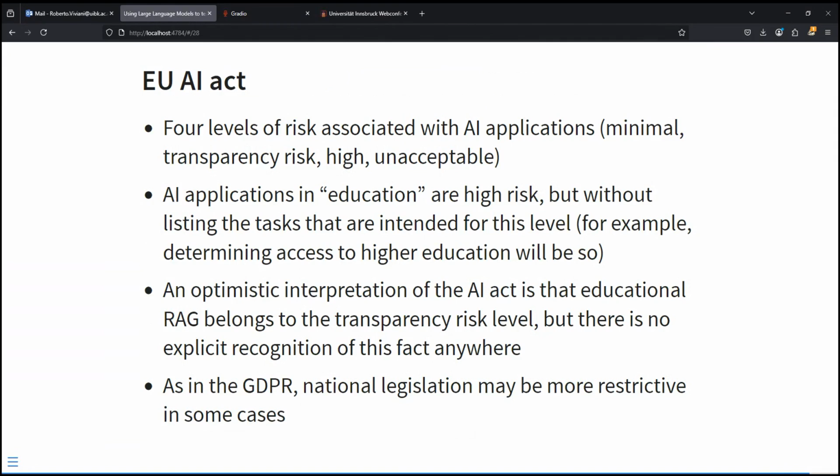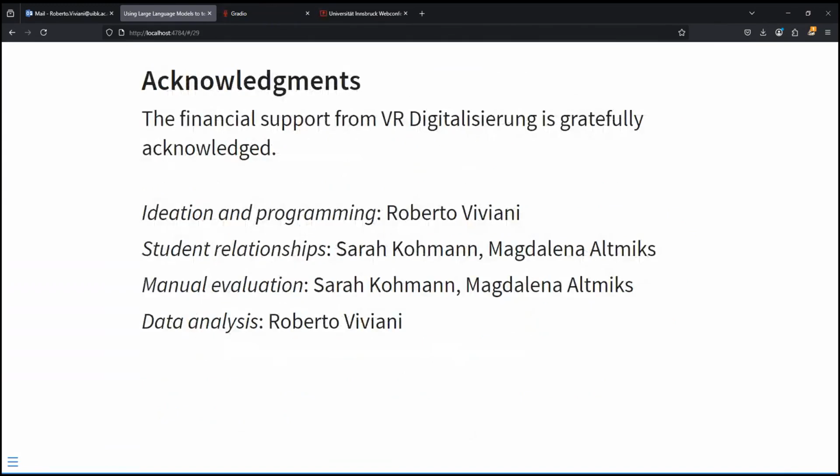And then I have my personal issues with the GDPR, which I think is a real catastrophe. And I hope that the AI Act is not going in this direction, but the fact that national legislation may be more restrictive and individual is a recipe for problems. Okay, thank you.